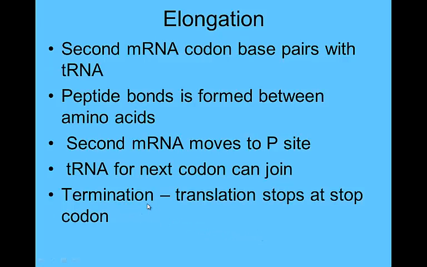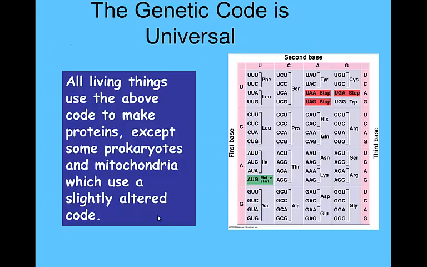Finally, we're going to have termination. Termination occurs when a codon codes for stop, and it just stops the process of translation. Once a stop codon is reached, the newly formed polypeptide chain will be released. The ribosome will separate from the messenger RNA, and the messenger RNA can continue to be decoded by other ribosomes as it goes along.